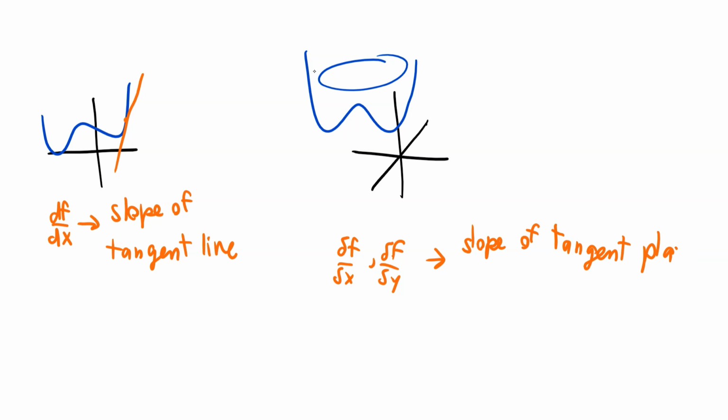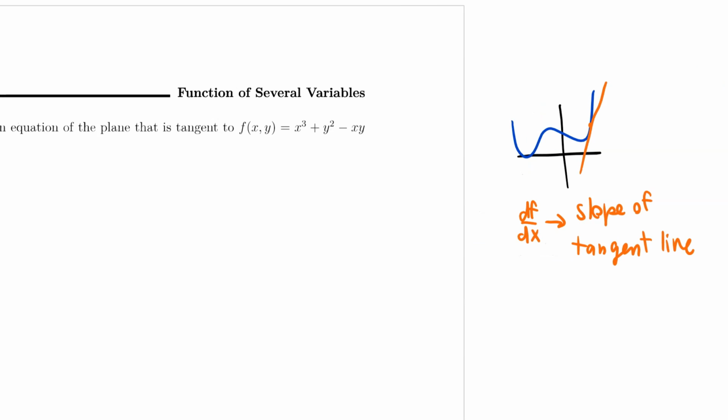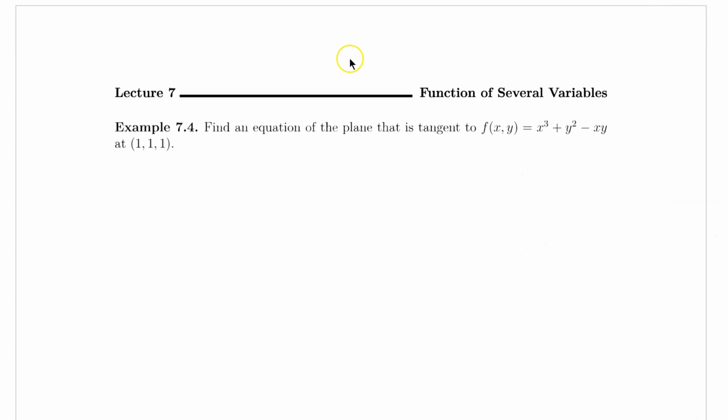So let's take a look at the next example that we have here. My function is x cubed plus y squared minus xy, and I would like to find an equation of the plane that is tangent to the graph of this function at (1, 1, 1). So notice how (1, 1, 1) here. What this means is my x is equal to 1, my y is equal to 1, and my z, which is f of x, y. Notice how if I plug in x equal to 1 and y equal to 1, I'm going to get 1 plus 1 minus 1, which is going to equal 1. So that's what these three numbers mean.